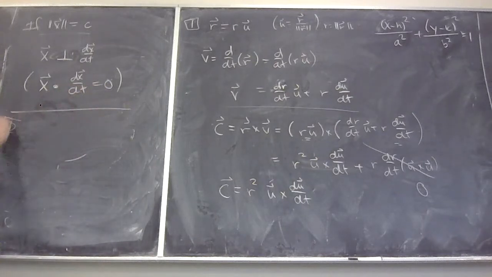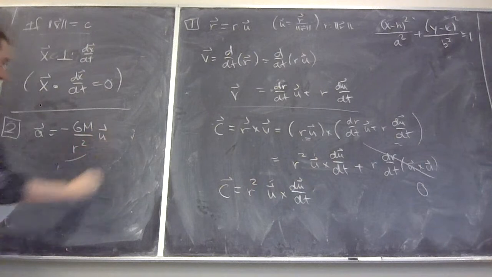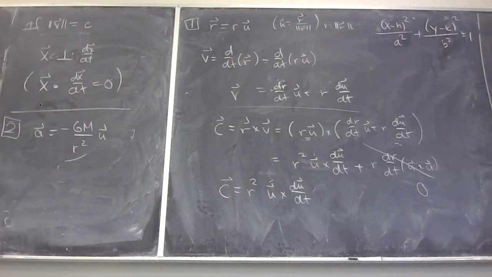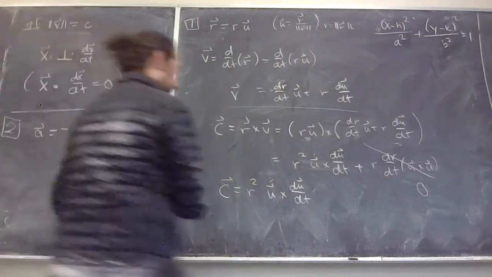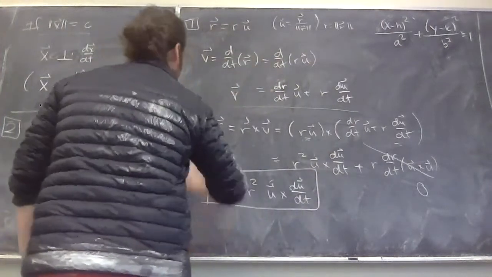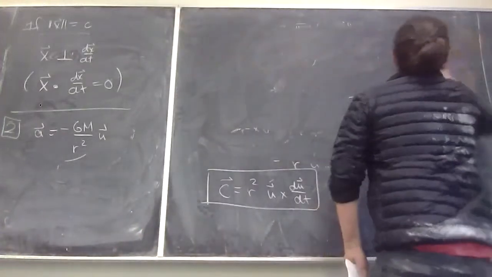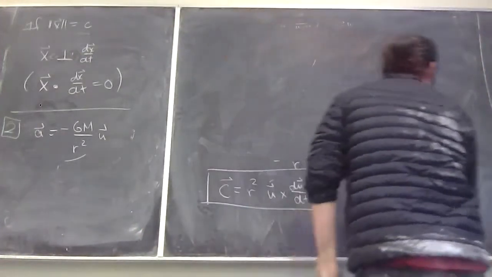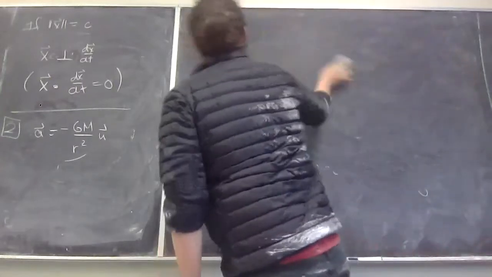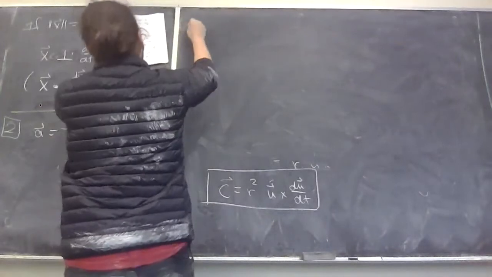All right, 2. Remember that A is equal to minus GM over R squared U. That was the acceleration on this thing. Save this. In case those of you are worried about this, we're going to do one long derivation in this entire class, so this is it. But it's a really important application.